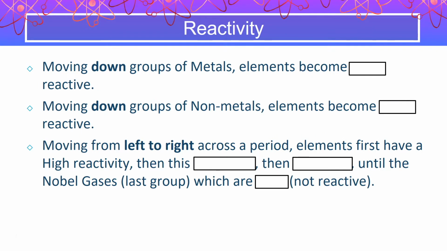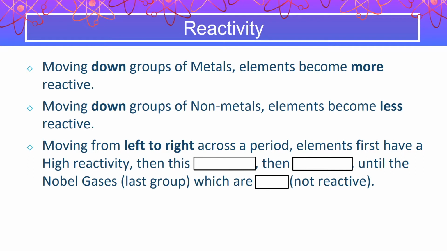Finally, the last pattern we're going to look at is reactivity. If you're moving down a group that is made up of metals, then as you move down the group, the metal is going to become more reactive. So in a metal group, the ones at the bottom are more reactive than the ones at the top. On the other hand, if you're talking about non-metals, it's the opposite. If you're moving down a group made up of only non-metals, you're going to find that those elements become less reactive. So the ones at the bottom are less reactive than the ones at the top.